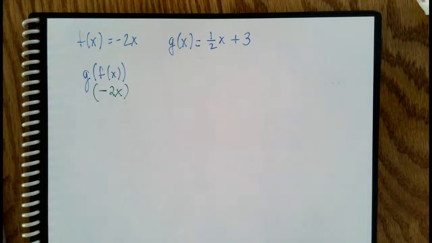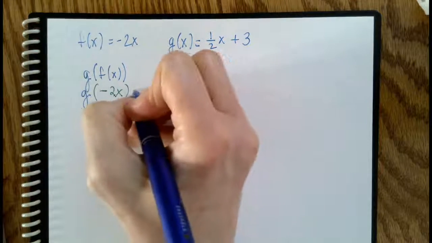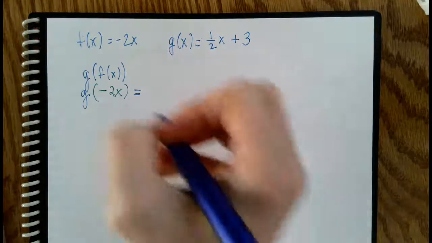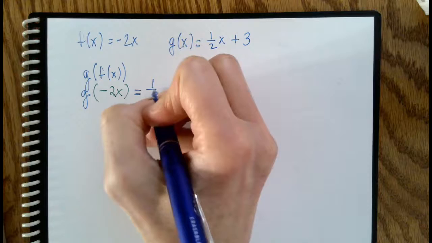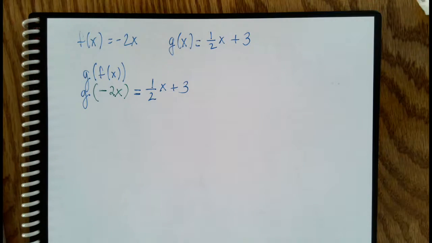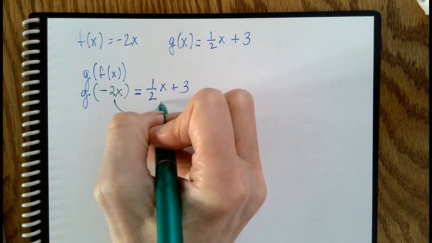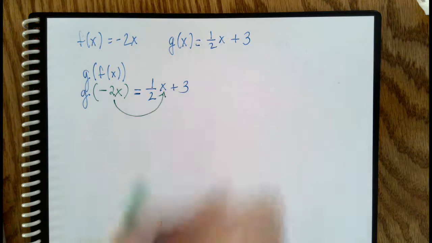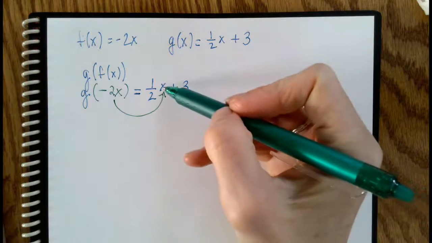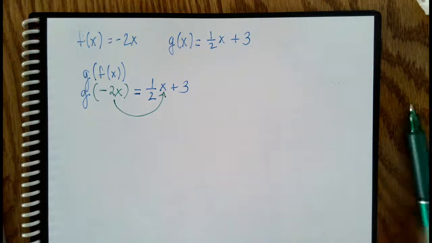And once we've done that, we're going to take that value of negative 2x and put it back into the g function. By the way, the g function is what I have written up there, which is 1/2 x plus 3. So in other words, we're going to take this value of negative 2x and replace this x with negative 2x. We're never going to write this x again. It is going to be replaced.